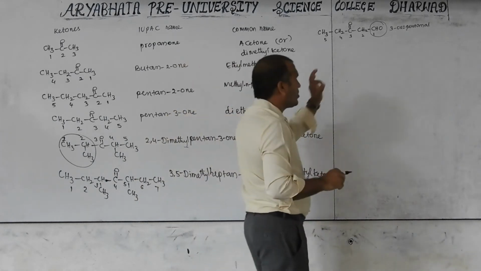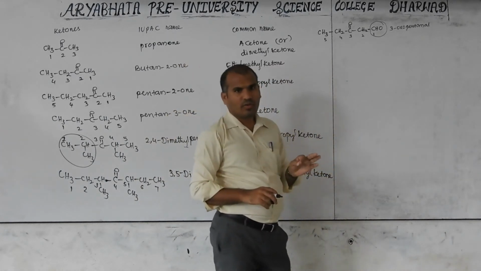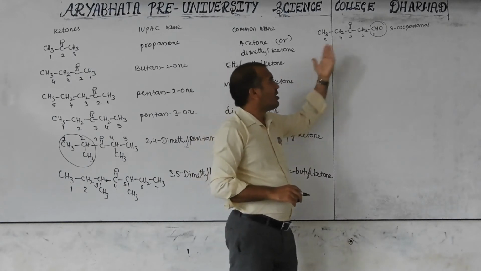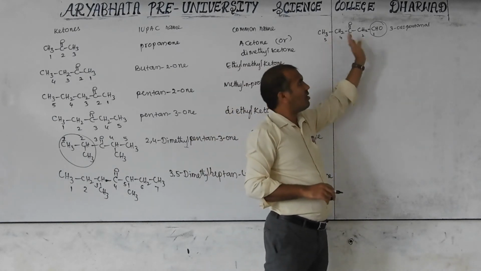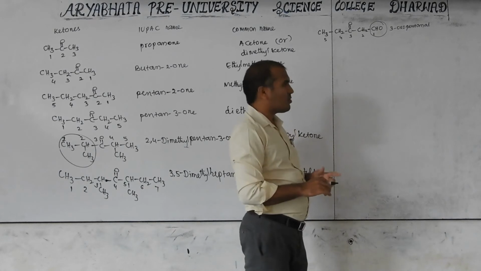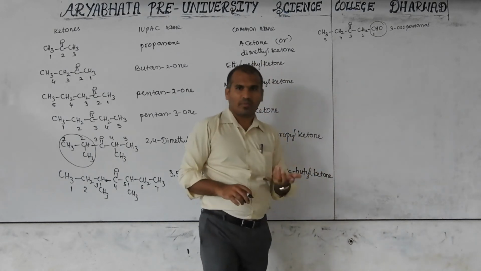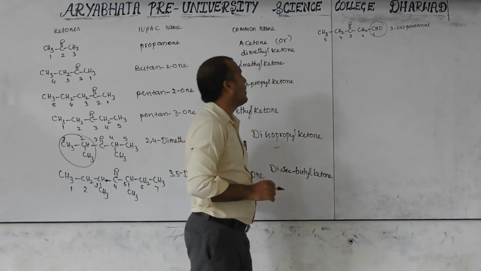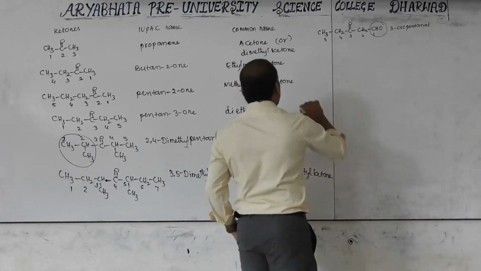Okay, so the word oxo is there to indicate the keto group when it is present along with the aldehyde. When the keto group is present along with aldehyde, we have to write the oxo. Don't write the keto. Compared with keto, oxo is a better word. Okay, common name will not be written here.